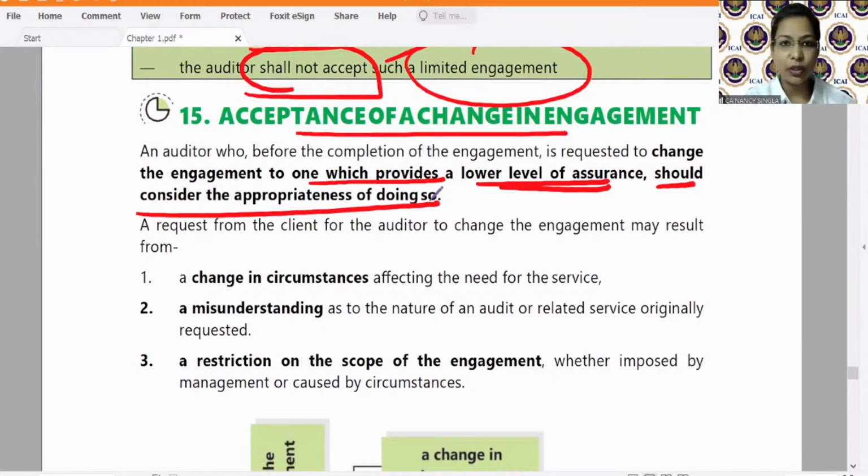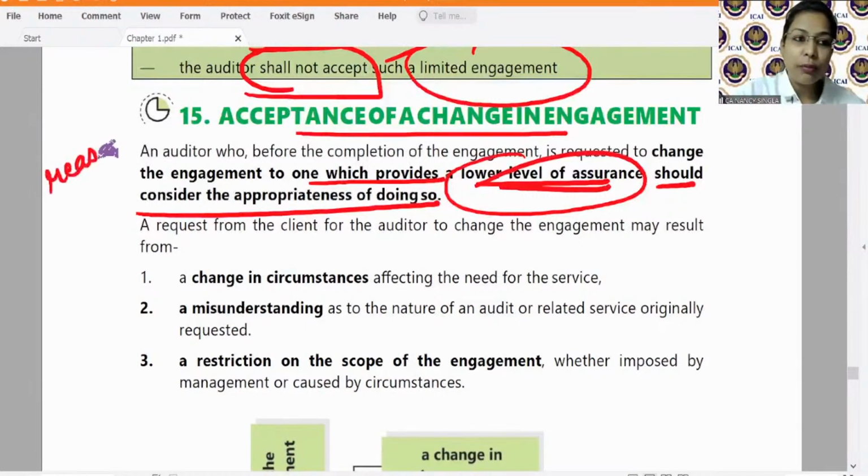देखो पहले वाले केस में तो क्या था? The auditor was in the process of deciding whether to accept or not. तो वहां पर तो हमने क्या बोल दिया, अगर limitation on scope है, do not accept it. ठीक है? That is the 14th paragraph of the book. 15th paragraph says that now you have accepted the engagement. You were working. Before the completion, the auditor has been asked, he has been requested to change the engagement to one which provides lower level of assurance. Matlab, lower level of assurance, it means, see, otherwise you were giving what?